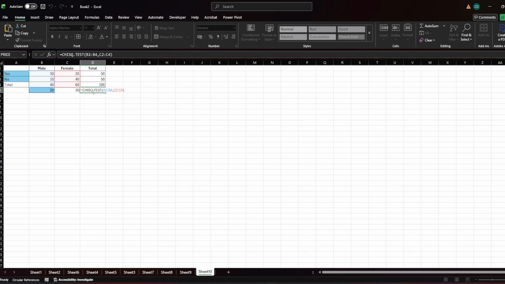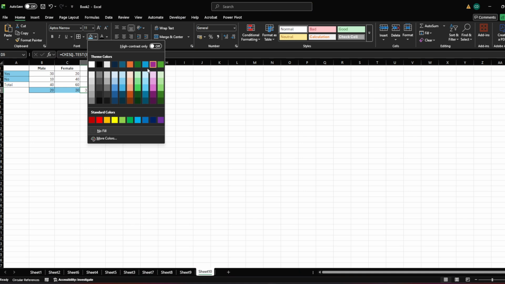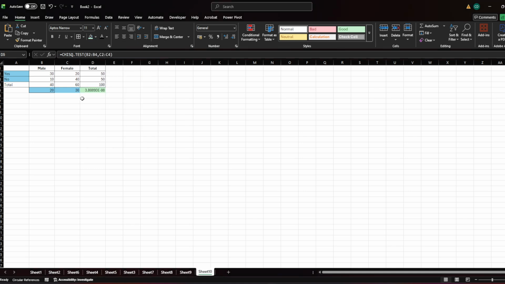Remember, this test uses degrees of freedom equal to the number of rows minus 1 times the number of columns minus 1. If you prefer to compute the chi-square statistic manually, create a third table with observed minus expected, squared, divided by expected for each cell, then sum those values. Compare that sum to a chi-square critical value for your degrees of freedom at your chosen significance level.